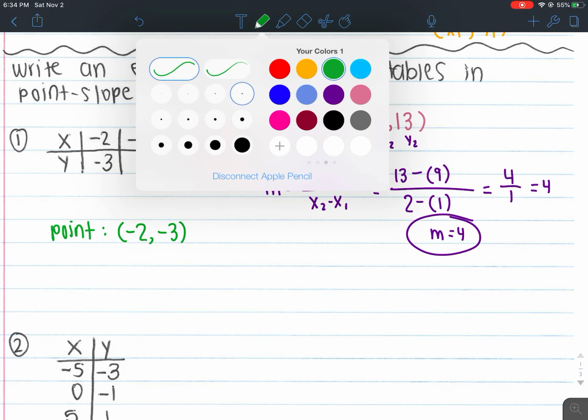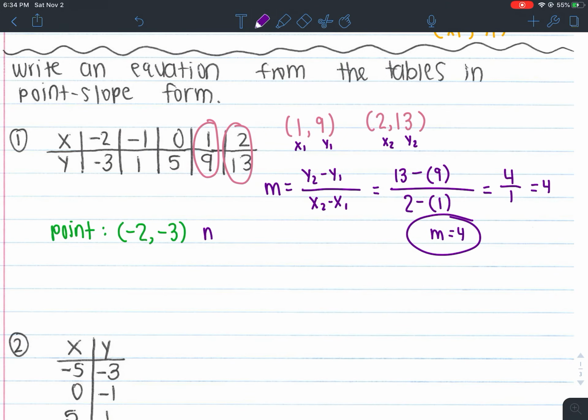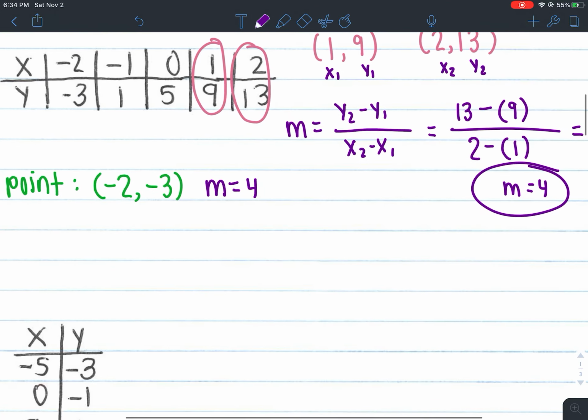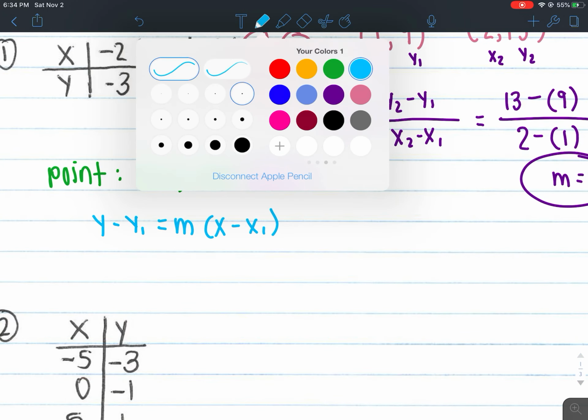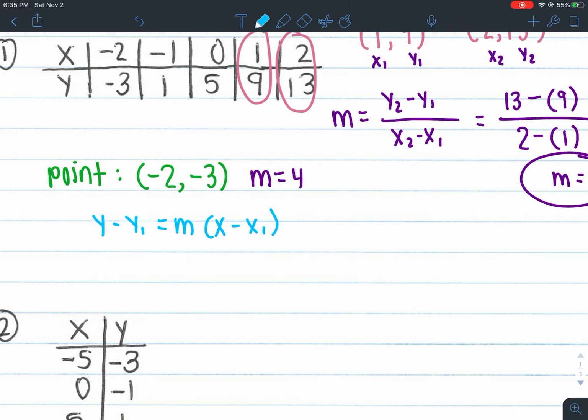Sure, I could pick any of those 5, but I'm just going to pick the first one. And I'm going to use my slope of 4. Go ahead and write point-slope formula down just so that we have it for reference here. X minus x1. Okay. Now we're going to start plugging our stuff in. So we have y, and then what's my y1? Well, that's your point, right? So my y1 here is -3.